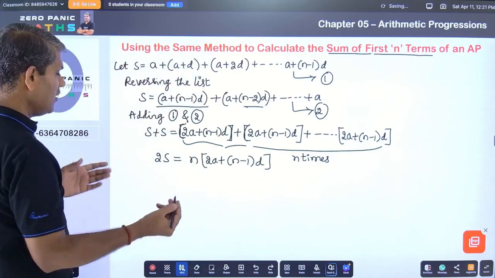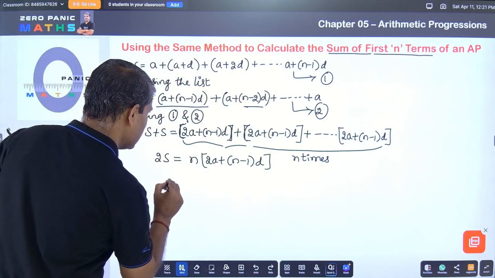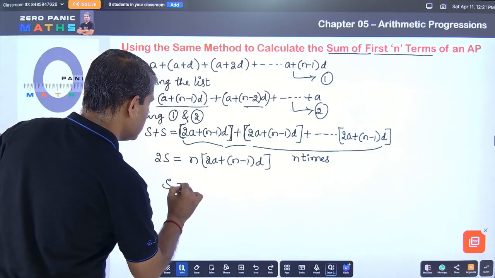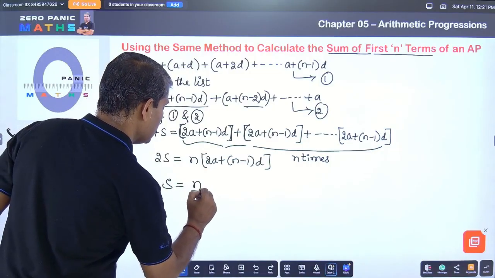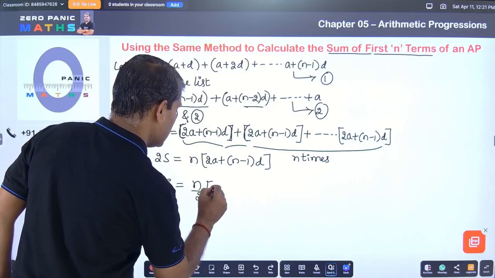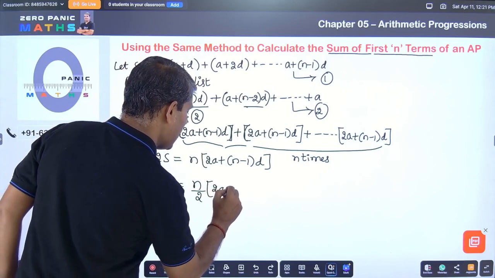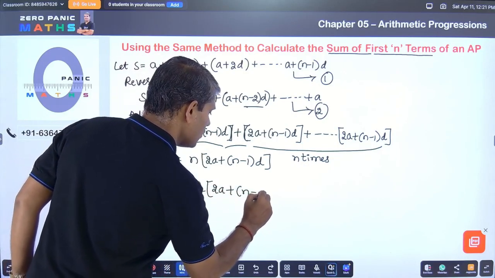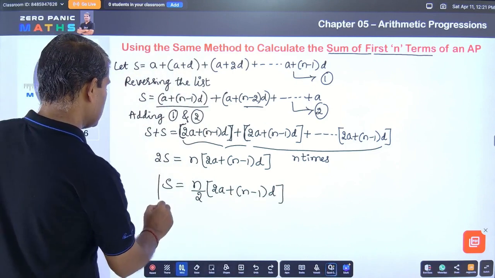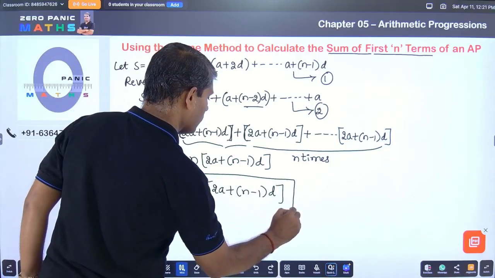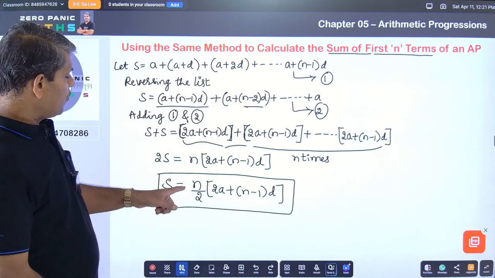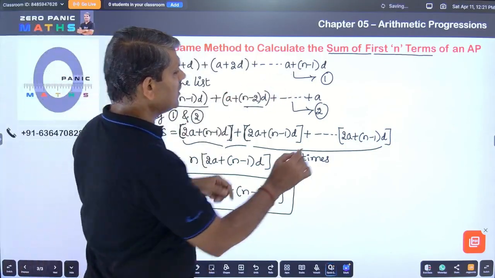Right? Then finally, what is S? S is actually the sum of the first n terms of an arithmetic progression. That is, taking 2 to this side, S is n by 2 into 2a plus n minus 1 into d. So this is the final formula. Remember this. To find the nth term, this is the formula.